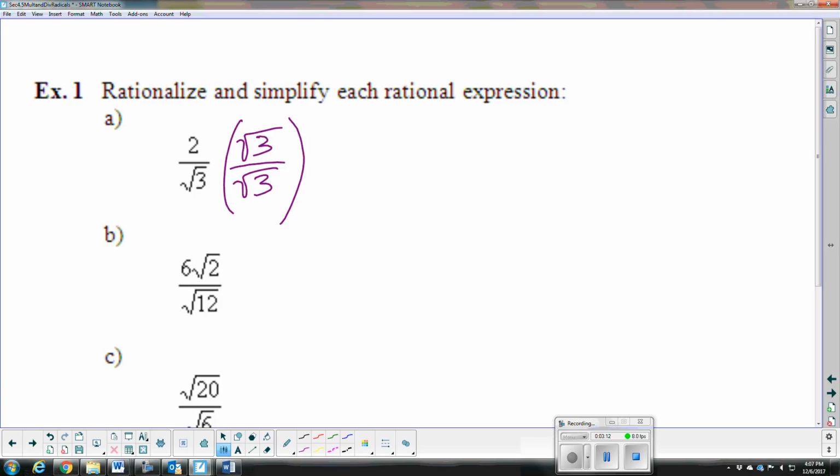So 2 times the square root of 3 over positive or negative 3. And that's your simplest form.